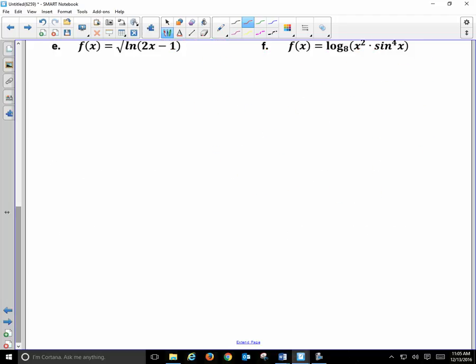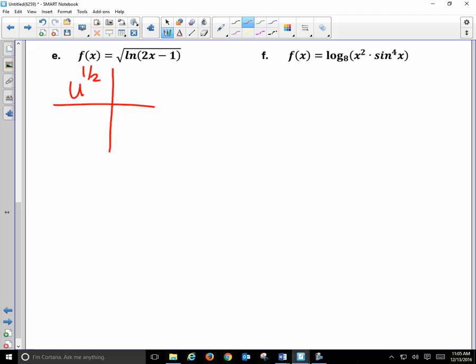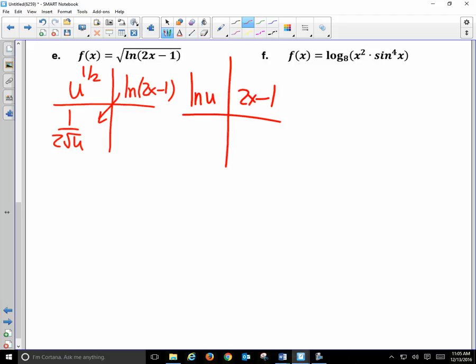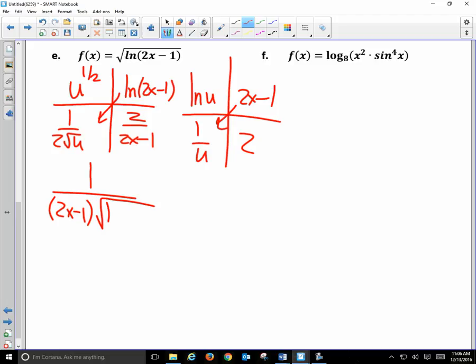But in this situation, I set up the chain rule. And when I set it up, I say u to the 1/2. Good. 1 over 2 root u. And we have natural log of 2x minus 1. Yep, chain rule again. Thank goodness for the chain rule. Natural log of u, 2x minus 1. The derivative is 2 times 1 over u. Whoop, that's a 2. 2 over 2x minus 1. And then when we multiply those together, what's going to happen with the 2's? They're going to cancel. I get 1 over the 2x minus 1 times the square root of natural log of 2x minus 1. That is your answer.